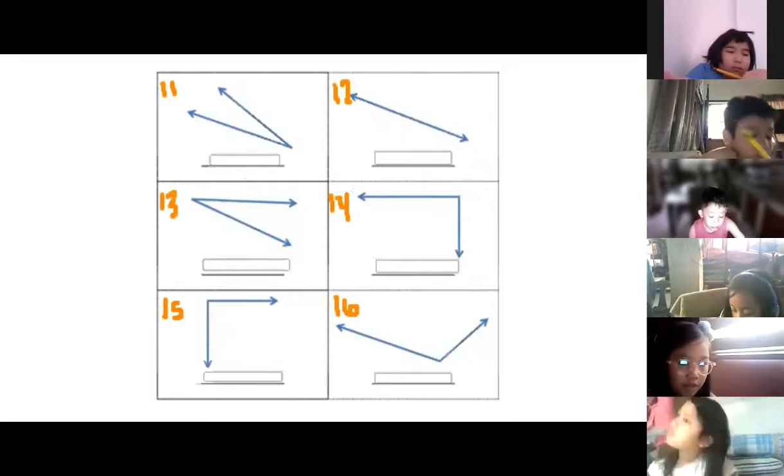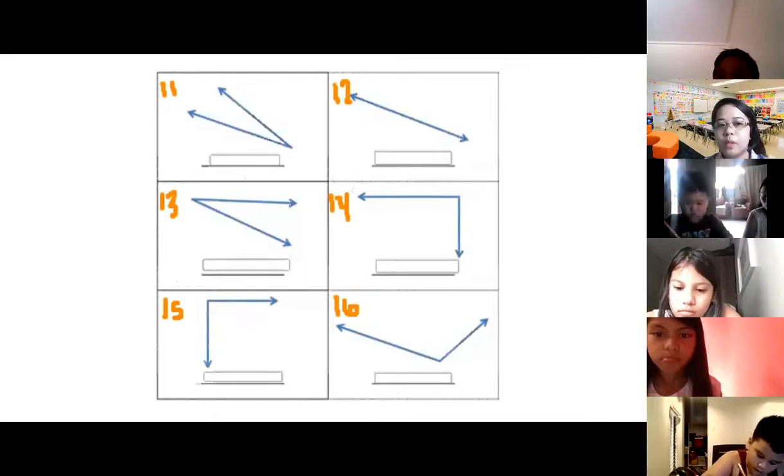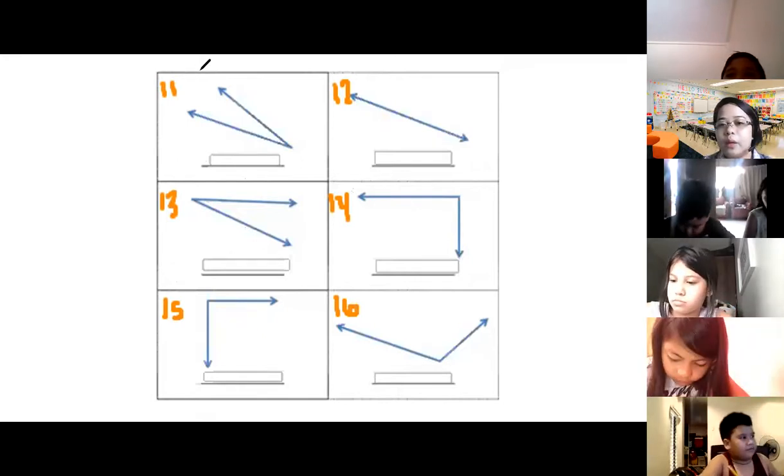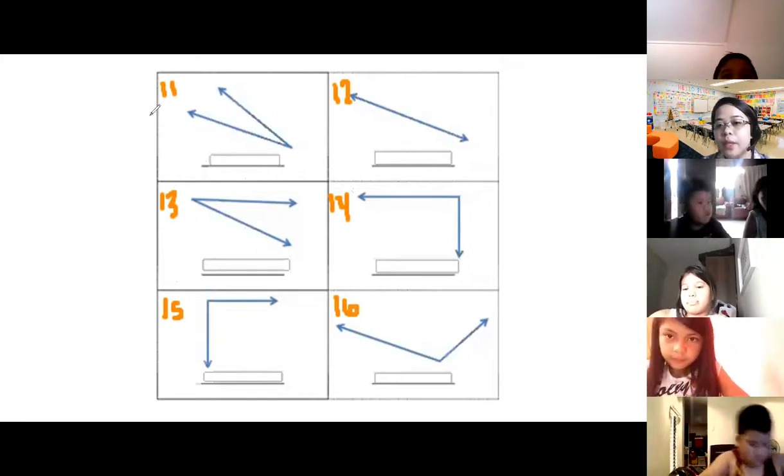Because this box is below. What were you doing earlier, Sean? You didn't listen? Okay, so for this part right here, kindly write the given angles.